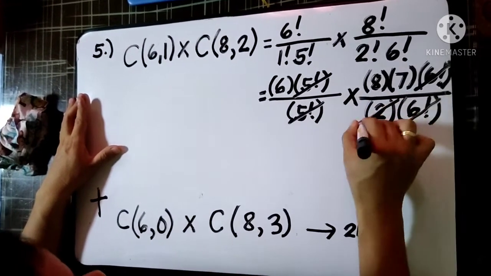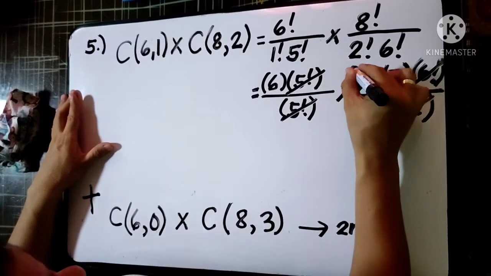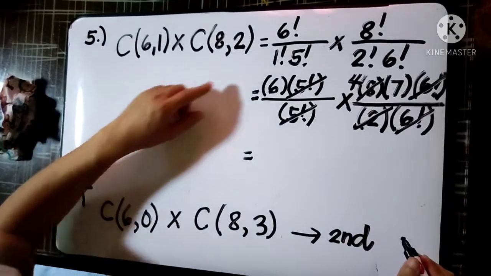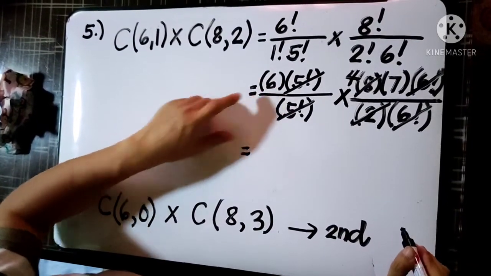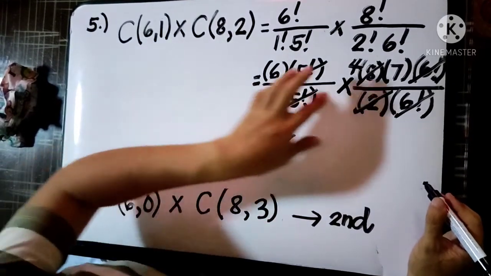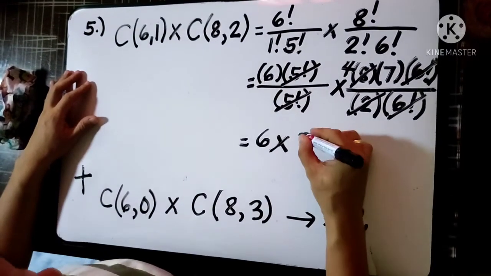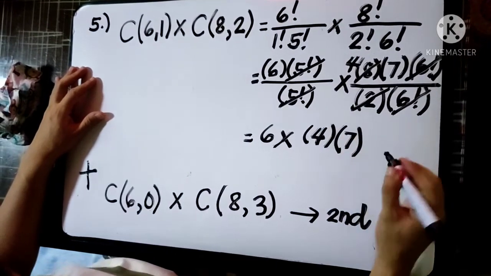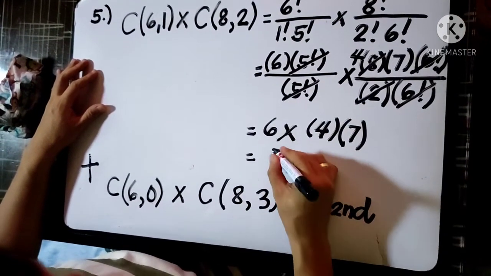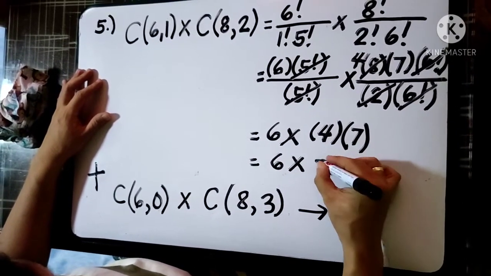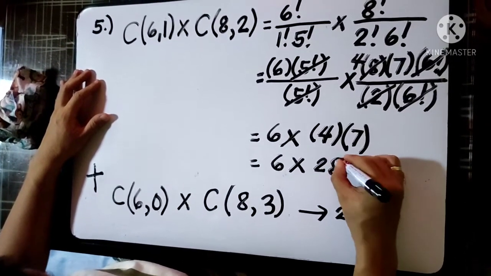4. So 2 is cancelled, while 8 becomes 4. Write the remaining factors. So for the first combination, you have 6, and times the remaining factors in the second combination are 4 times 7. So that is 6 times 4 times 7 is 28.